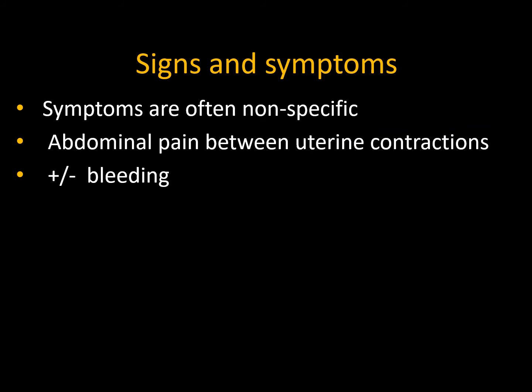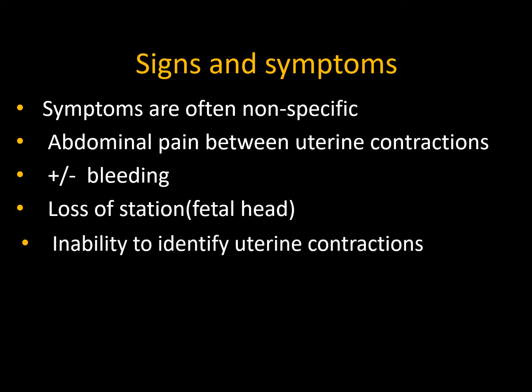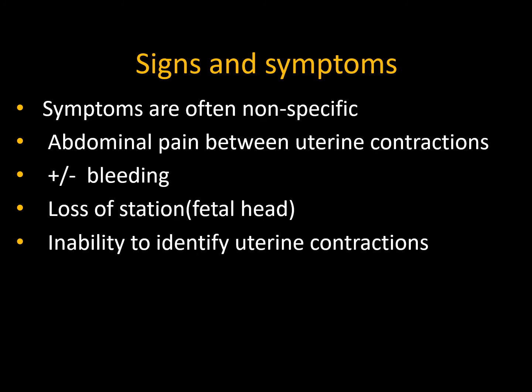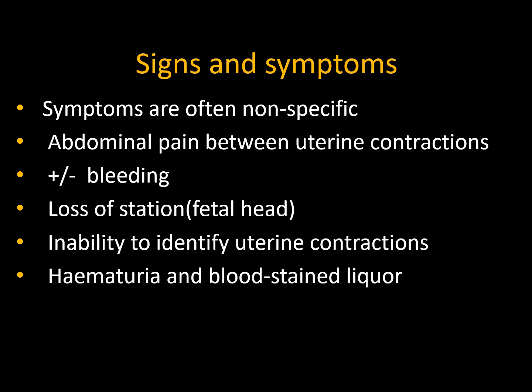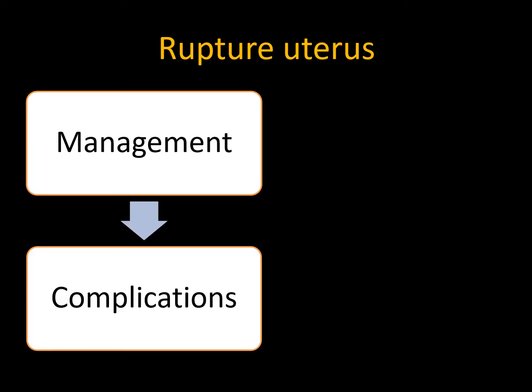Symptoms of ruptured uterus are often non-specific, usually abdominal pain between uterine contractions. So the abdominal pain is continuous, and bleeding could be apparent or concealed. Loss of station, the fetal head will become higher. Inability to identify uterine contractions, and hematuria and blood-stained liquor. CTG abnormalities may show variable decelerations, complicated decelerations, and later on loss of fetal heart if ruptured uterus is not diagnosed and delivery is not done.